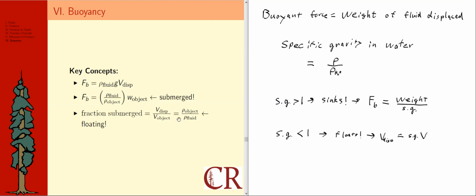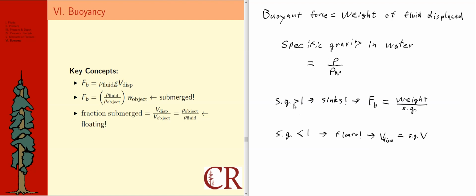Those two formulas actually connect to a bigger concept, which is the idea of relative density, which is commonly referred to as specific gravity. As an example here, I've stated on the whiteboard that the specific gravity of a substance in water is equal to the ratio of the density of that substance to the density of the water.